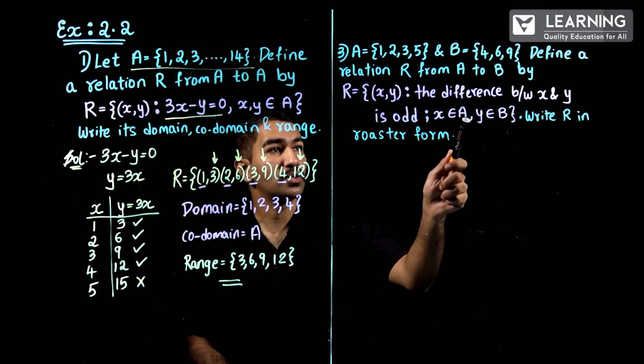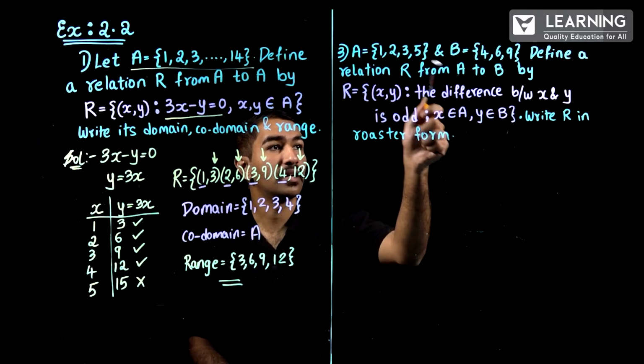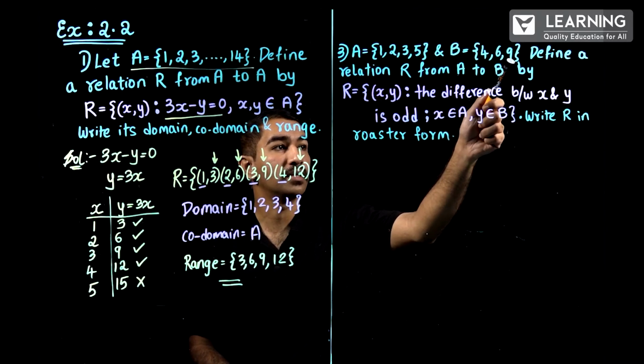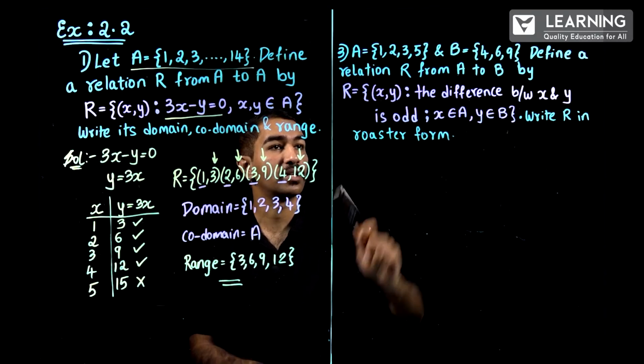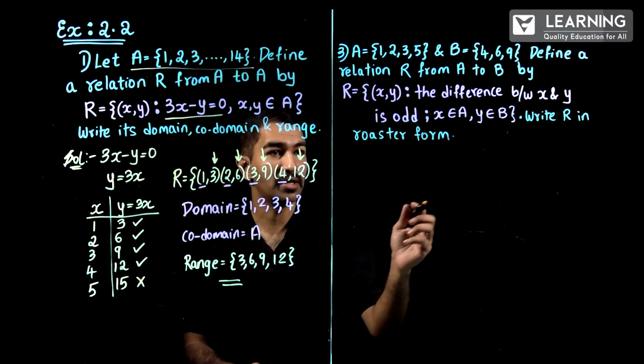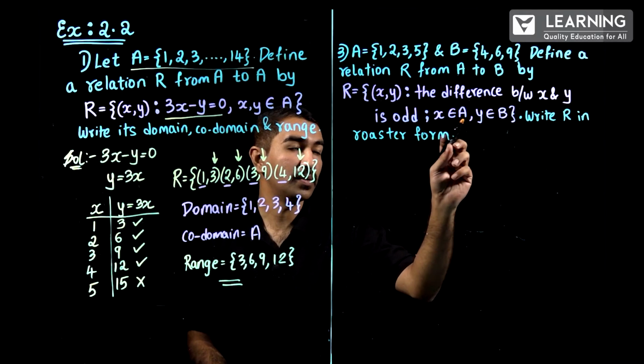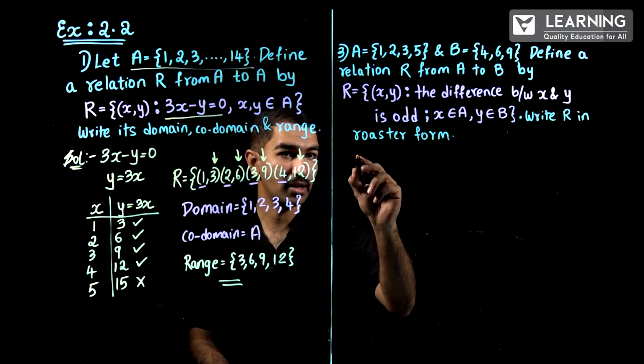Such that x belongs to A, so this is our A, and y belongs to B, this will be our B. So what is the relation here? The difference between x and y is odd. Okay, so we'll draw one small table here, students. Difference between x and y is odd.